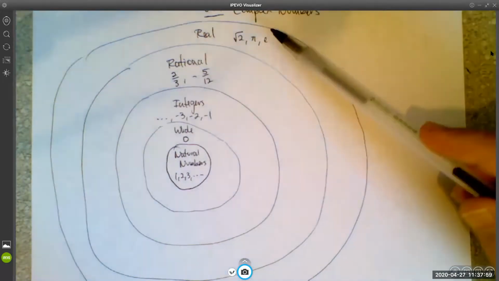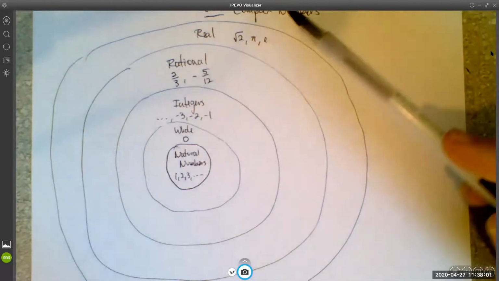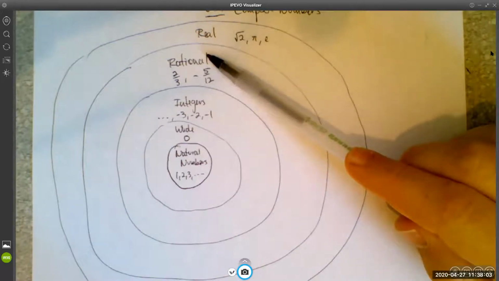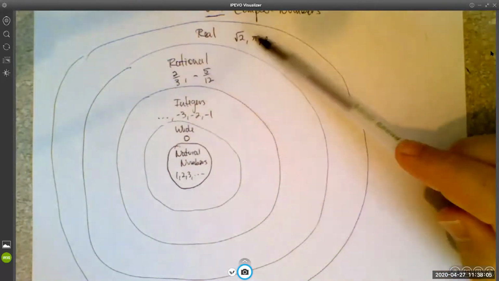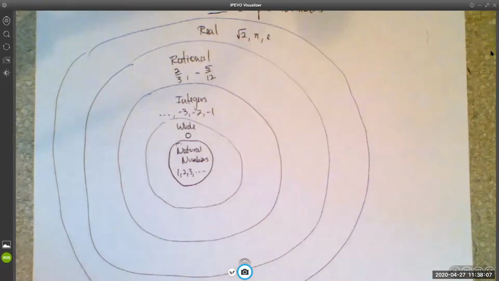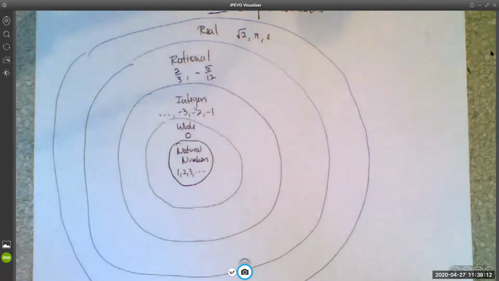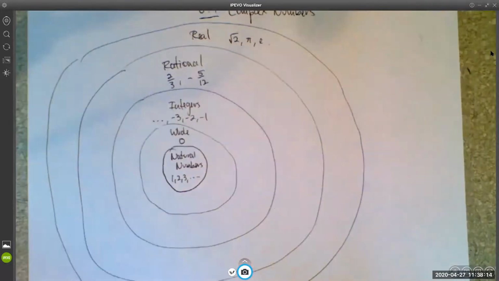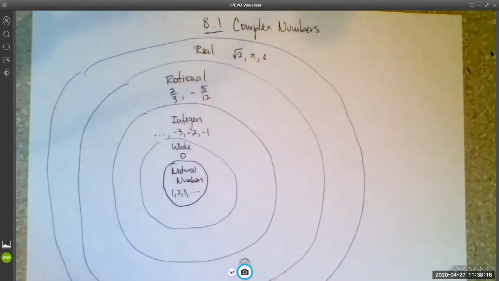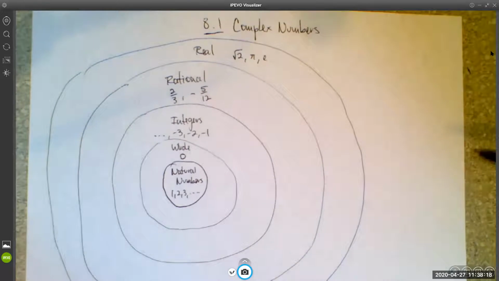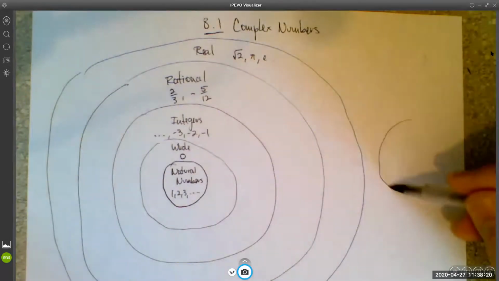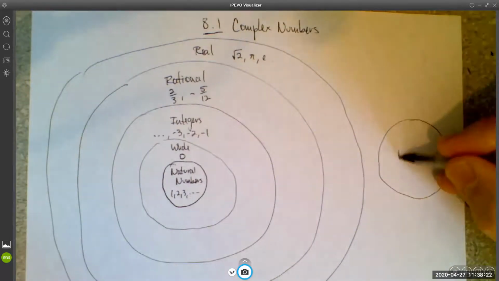so the real numbers include all of the rational numbers, right? So all the rationals, plus all these irrationals as well. Now the complex numbers include an even bigger set of numbers. And outside of the real numbers, there's this set of numbers that you may have heard of called imaginary numbers.